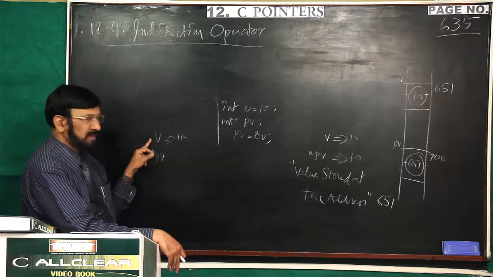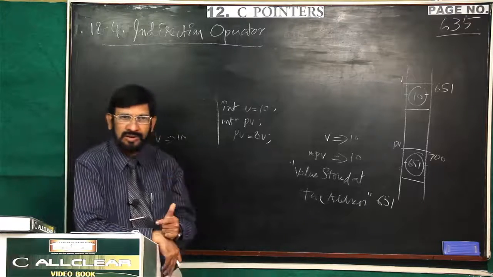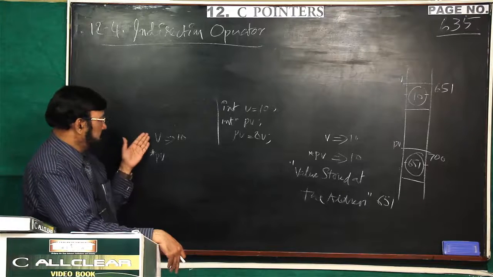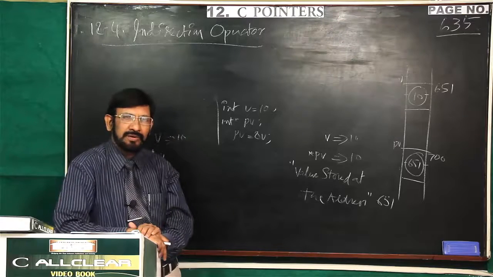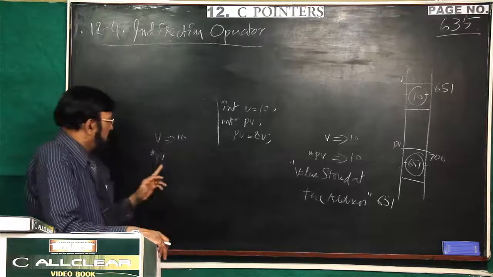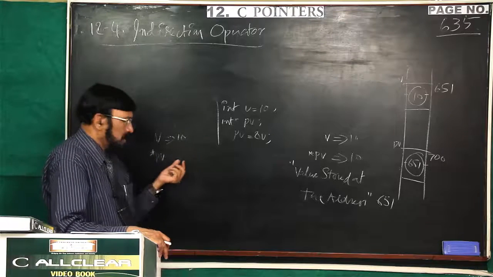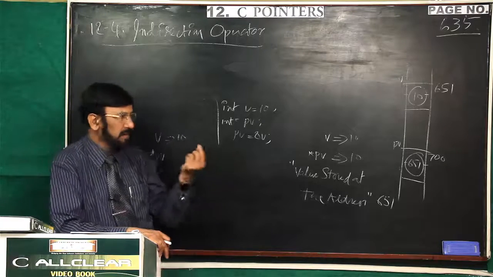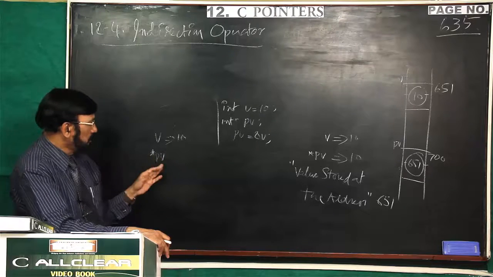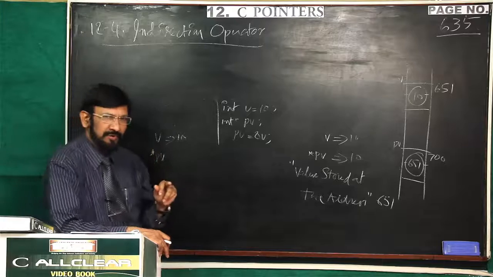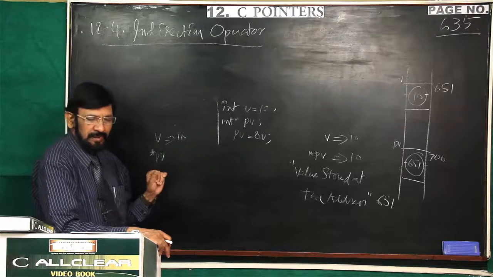So why is it called indirection operator? V is the direct way for us, and star PV is the direct way for processor. Otherwise, V is a direct way for us, V is an indirect way of representing value to processor. Star PV is a direct way of communicating, giving data to processor, and this is an indirect notation for us. By using star we are getting the value, that's why it is called indirection operator.